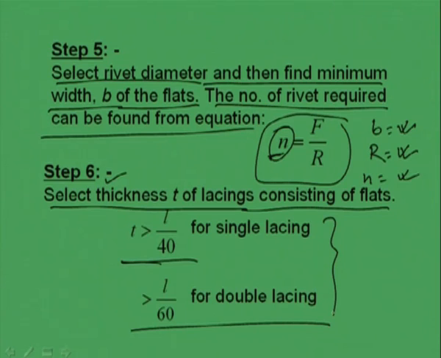So, the thickness of the lacing has also been found. Thickness of the lacing found, width of the lacing found, number of rivets found. Earlier we found the length of the lacing system and the spacing of the lacing system, and of course the angle of inclination has already been decided, and whether it is single lacing or double lacing has also been decided first.